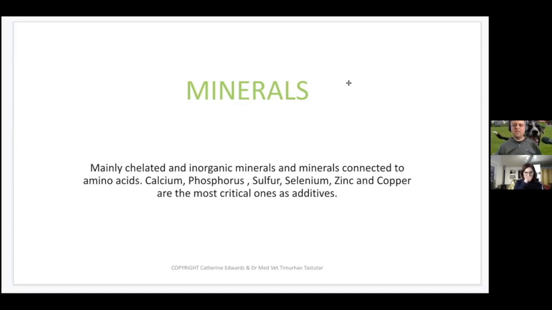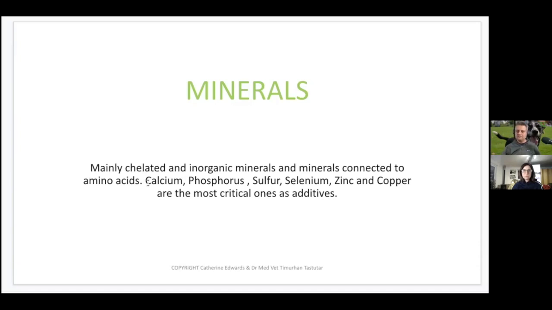All right, good. So calcium, phosphorus, sulfur, selenium, zinc, and copper are the most critical ones as additives, because calcium is 3% of the body. It's a very high amount, and it has to come in all the time because it's used all the time. That's why calcium is the most prominent additive. It has to be added to everything because nothing except bone is high in calcium in most pet foods. So if the food doesn't contain enough bone itself, calcium has to come in.